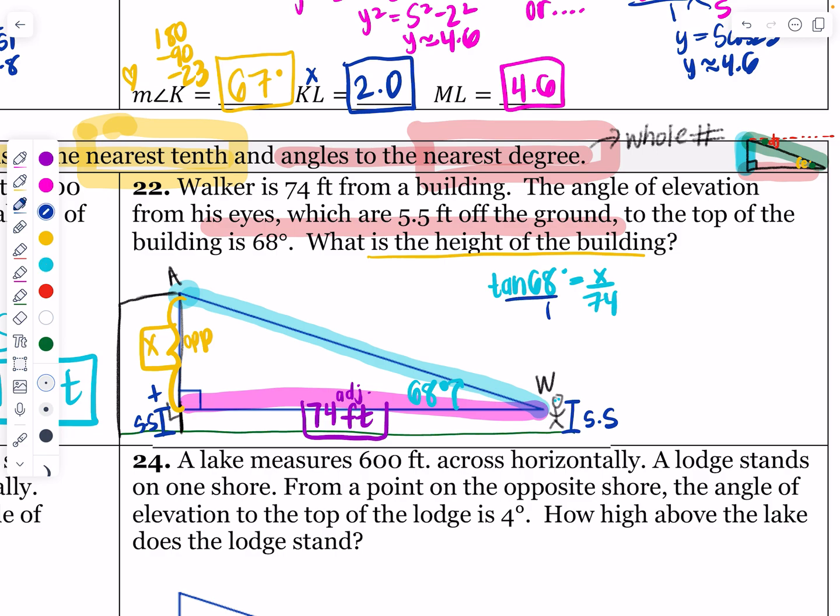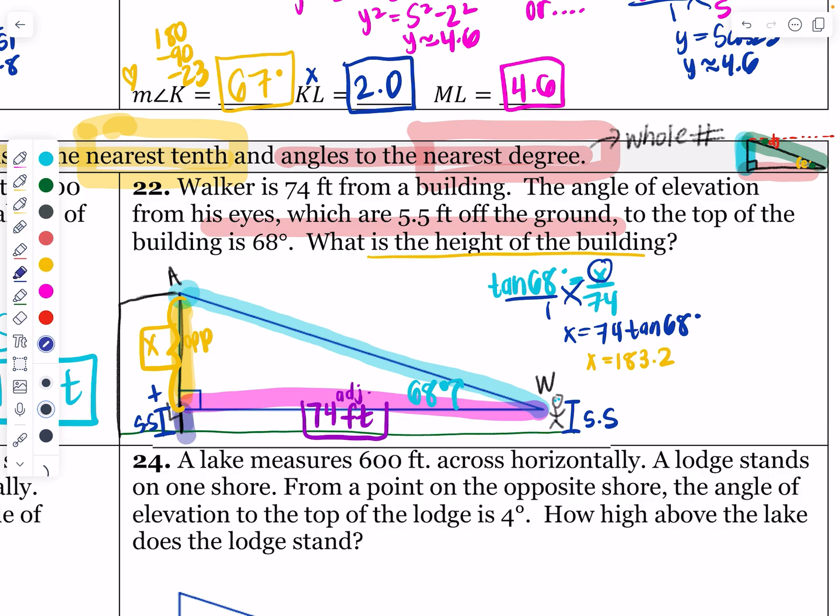So put this over 1 and cross multiply. X is already going to be by itself, so x is going to be equal to 74 times the tangent of 68. Let's type that into our calculators. 74 times the tangent of 68 is going to give me 183.156. So if I just wanted to know what x is, it is going to be 183.2-ish, if I wanted to round it to that. That is only the yellow portion of the building, so I've only found part of my height.